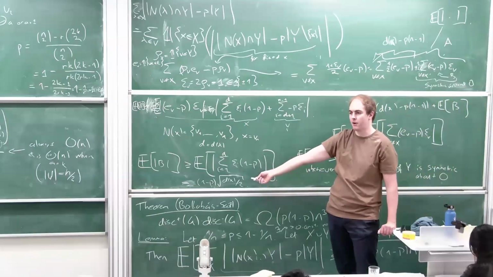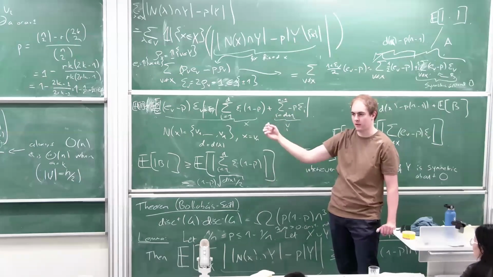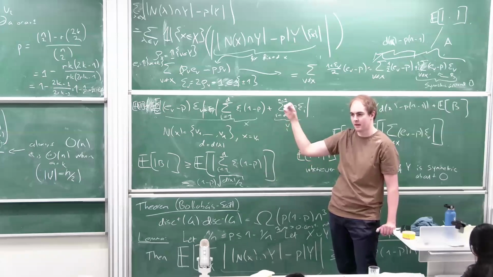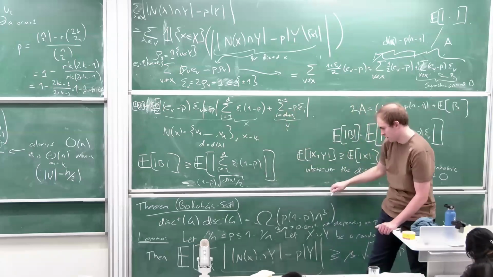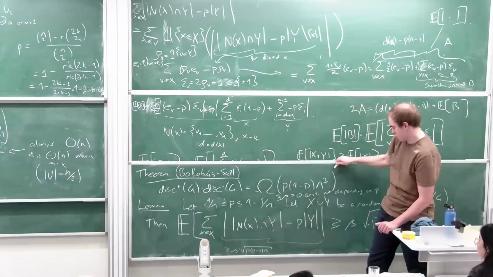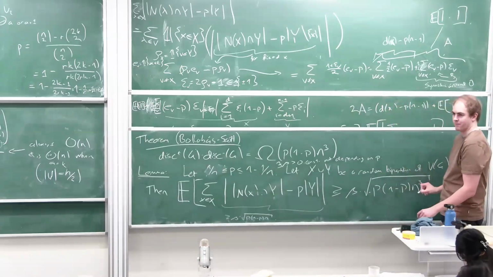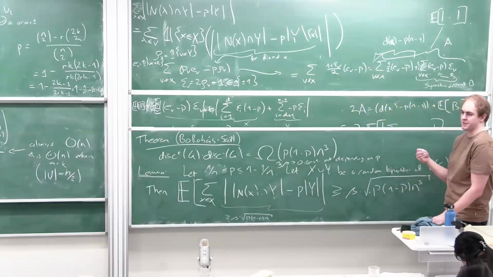So for every vertex, the contribution is root p times n. And then when we sum them together, we get root p times n, which is exactly root p times n cubed.